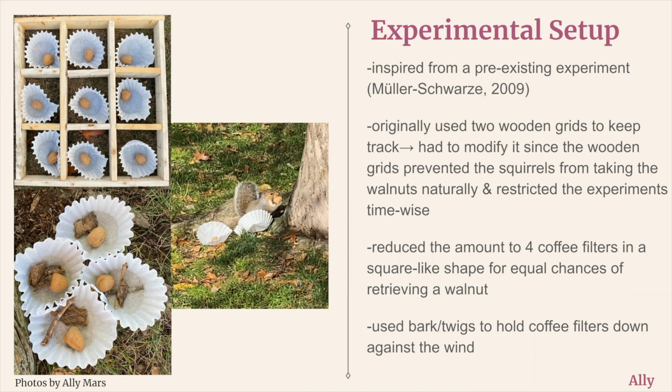As I already mentioned, this experiment is inspired from a pre-existing one, Mueller-Schwartz 2009. I originally used 2 wooden grids to keep track of the walnuts, and I had to modify this original method since the wooden grids actually prevented the squirrels from taking the walnuts in a natural way and restricted the experiment time-wise. So instead I modified it from the left picture at the top to the bottom left picture, where I just used 4 coffee filters, and I would hold them down against the wind with barks and twigs, and this actually proved pretty successful, and you can see that a little squirrel on the right is actually eating one of the walnuts.